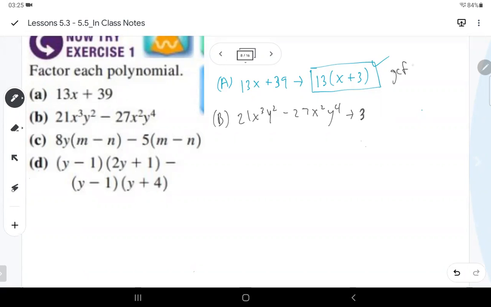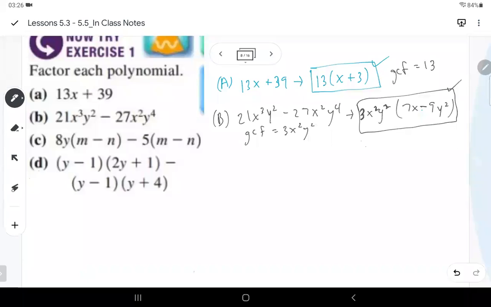Your GCF up here was 13. Right, and your GCF here is going to be 3x squared y squared. Remember, you want to go with your lowest powers. Okay, so that's going to give us a 7x and no y left, and then a 9, no x left, y squared. So here the GCF was 3x squared y squared.